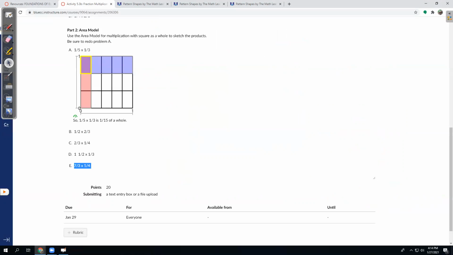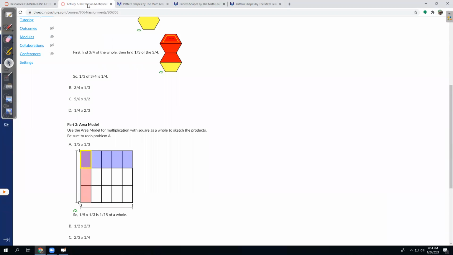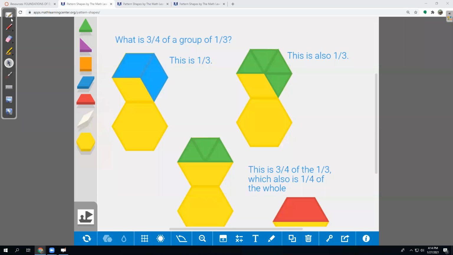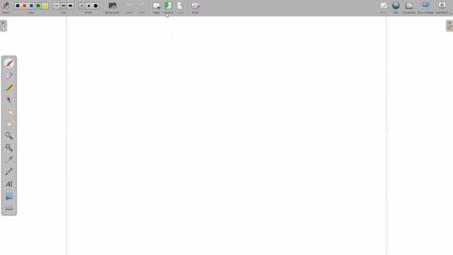All right, so one thing, I just want to make some observations based on the work that we've done. So move this over, get back here. So here are my observations. We started off, we've done a bunch of different problems today. So we did 3/4 times 1/3 using the pattern blocks, and we found out that the answer there was 3/12, and we were able to reduce that. I'm not going to worry about the reduction yet.